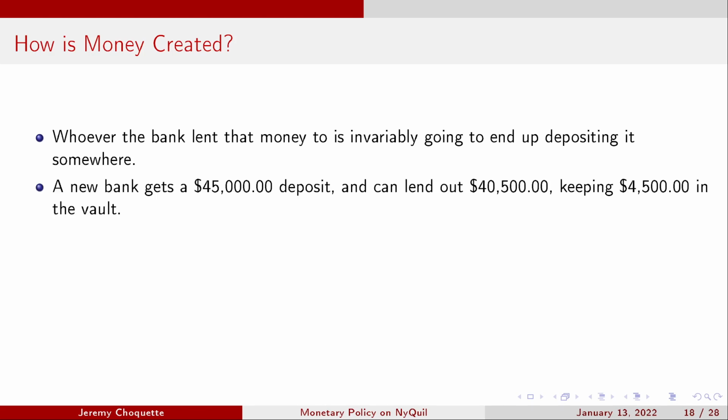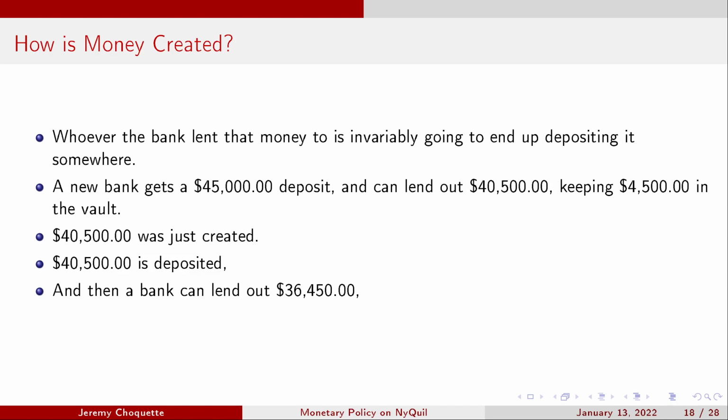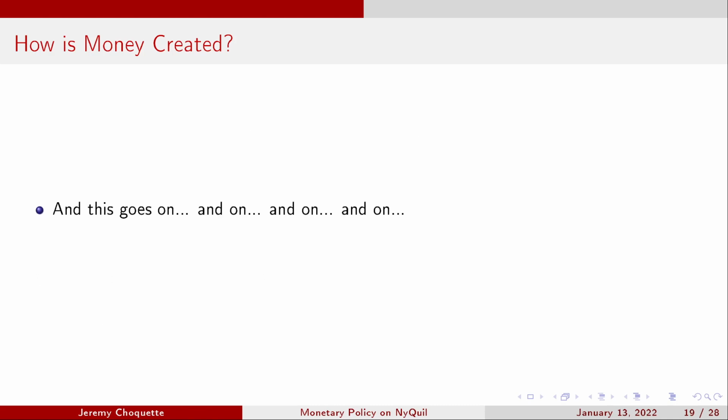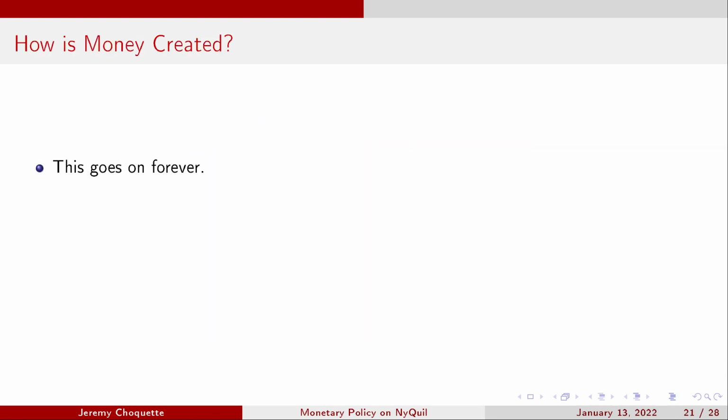So another bank gets a $45,000 deposit, and they can lend out $40,500, keeping $4,500 in the vault. $40,500 was now just created. That money that gets created is deposited by somebody else in another bank, and then another bank can lend out $36,450. Thus, they create $36,450. And this goes on and on and on. Mathematically speaking, this goes on forever.